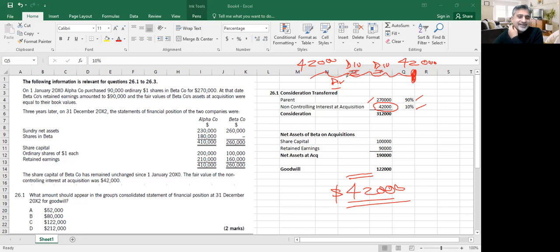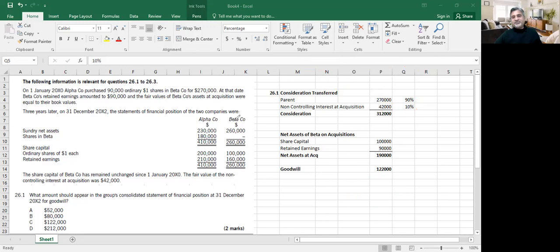I want a share of the goodwill. Goodwill is not there. Okay, I tell you. You will say that, Mr. Ali, I agree that you paid me dividends, but you remember we had retained earnings of 90,000. Now the retained earnings have become 160,000. Now, what is retained earning?